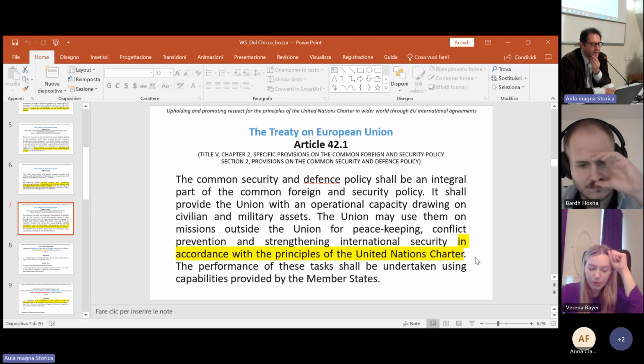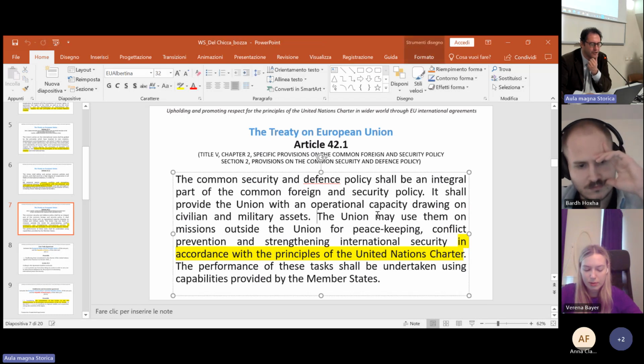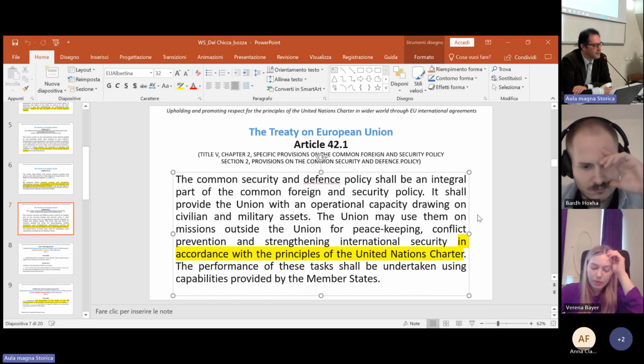This refers also to European Union missions. In fact, the rule says that the Union may use them on missions outside the Union for peacekeeping, conflict prevention, and strengthening international security in accordance with the principles of the United Nations Charter. Okay, so it is quite evident that the European Union member states in some way obliged themselves to fulfill these obligations, so to act according to the principles of the United Nations Charter. This will also uphold and promote these principles.